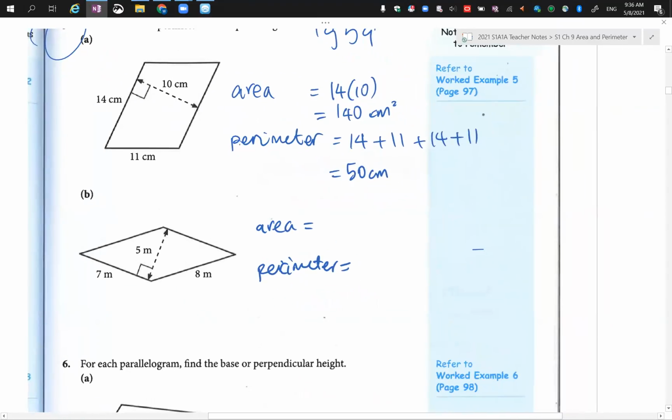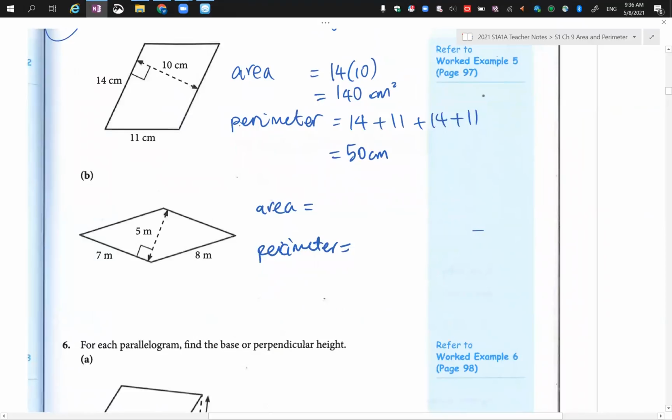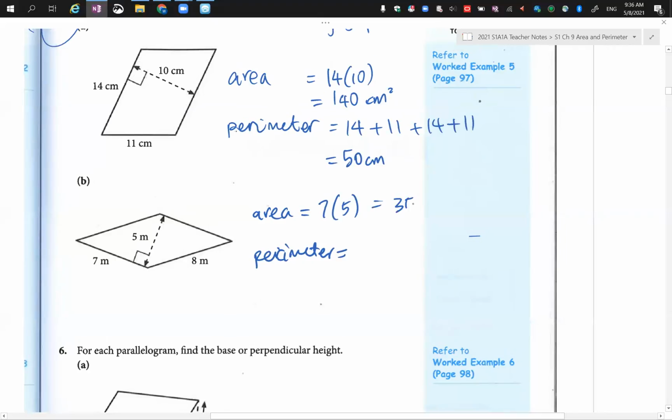Okay, now for part B. Sean, what is the area? 7 times 5. He chose 7 correctly. This gives us 35 square meters. Units are important. Shah, what do you think the perimeter is? 7 plus 8 plus 7 plus 8. Good. So 30 meters. It looks like you all know how to do this already.